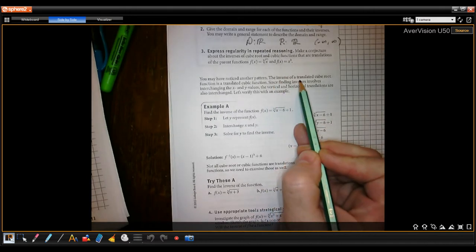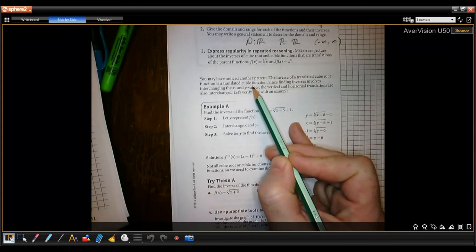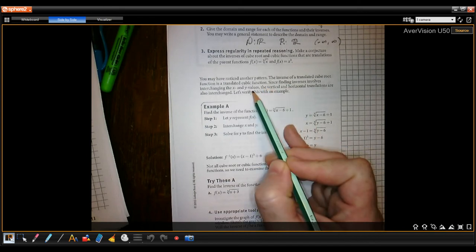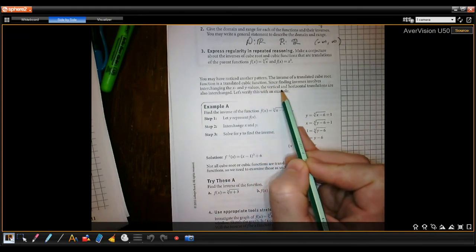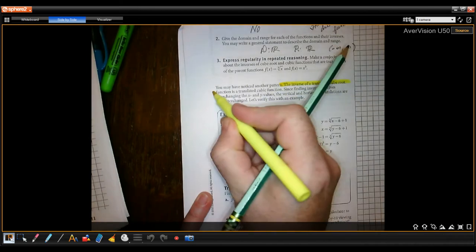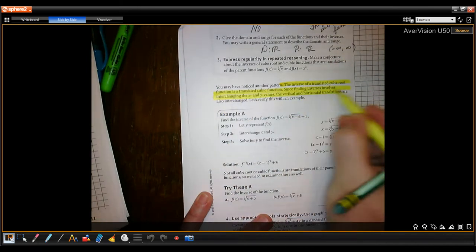Let's see. The inverse of a translated cube root function is a translated cubic function. Since finding inverses involves interchanging the x, y values, the vertical and horizontal translations are also interchanged. And that's what we just talked about a second ago. So this is also important.